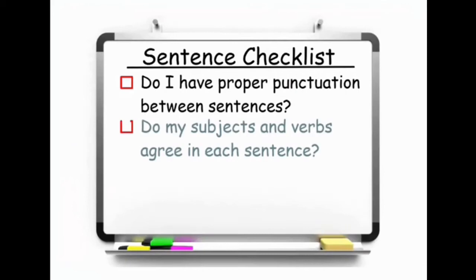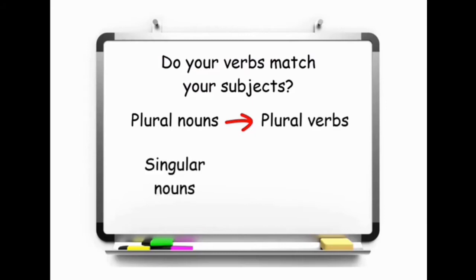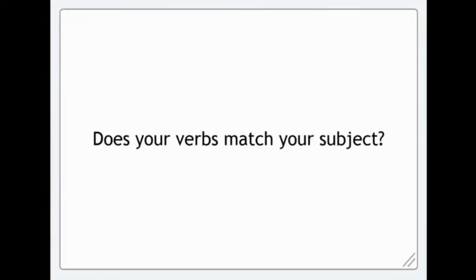Next up, do my subjects and verbs agree in each sentence? This point might be a bit more complicated to check, but as you read through your work, ask yourself, do your verbs match your subjects? Are they plural when they're supposed to be plural, and singular when they're supposed to be singular? Here's an example. Does your verbs match your subject? The verb does is incorrect in this example, so I'd fix it like this.